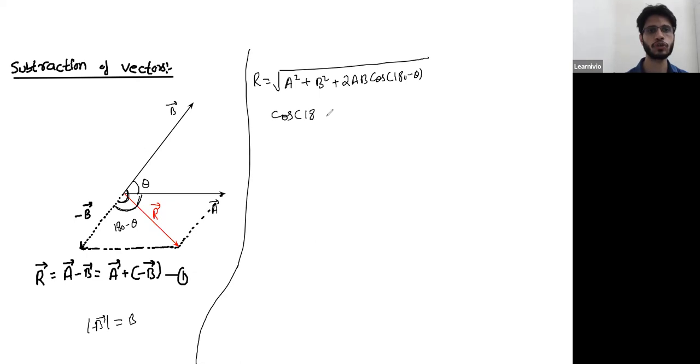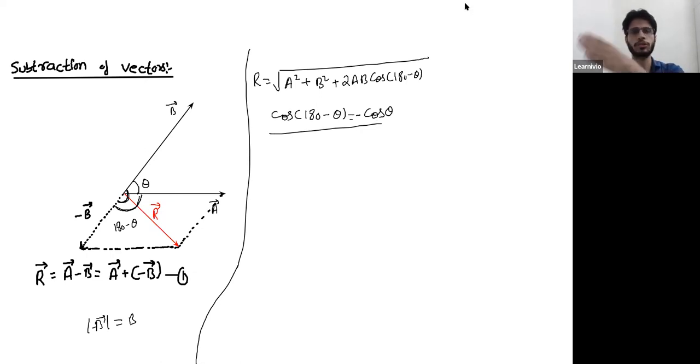So cos 180 minus theta is minus of cos theta. This is the trigonometric identity, just like you must have done in class 10 that sine square theta plus cos square theta is 1. This is again a trigonometric identity. So cos 180 minus theta is basically minus cos theta. Instead of cos 180 minus theta, I can simply write minus cos theta.